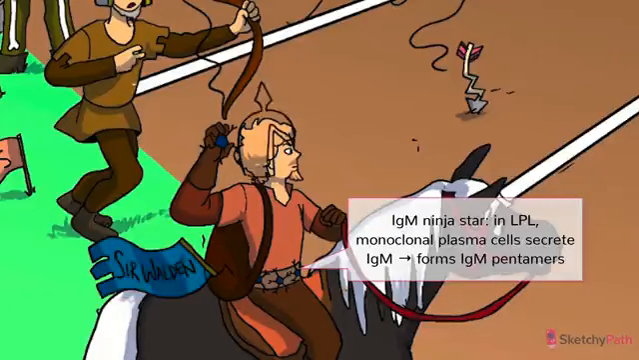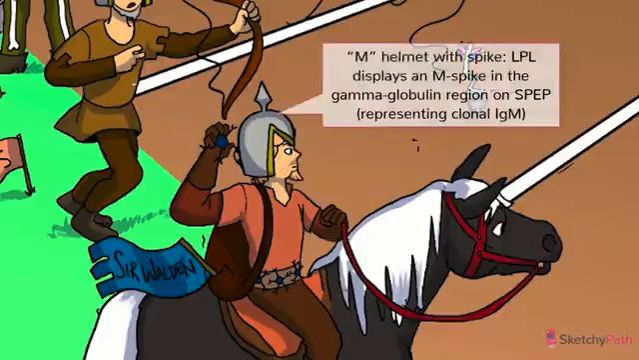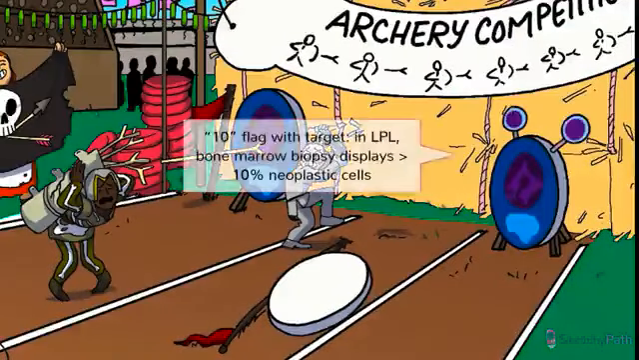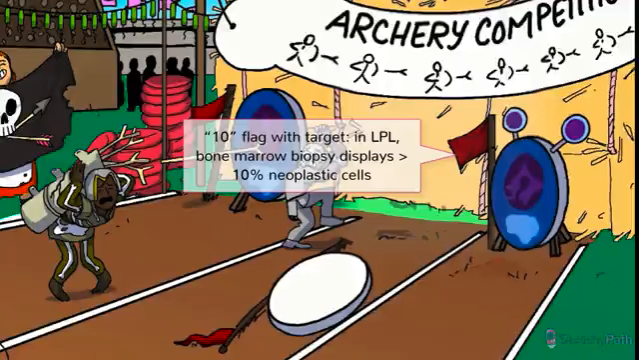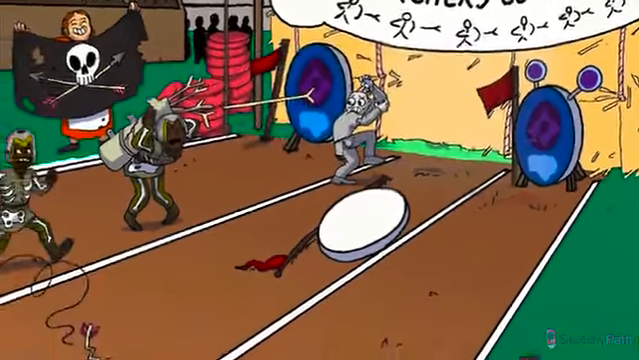On serum protein electrophoresis, the clonal bunch of IgMs result in an M spike in the gamma globulin region. Remember, this time the peak is caused by IgM, not IgG. In lymphoplasmacytic lymphoma, a bone marrow biopsy will show more than 10% infiltration. Again, represented by the flag and target forming a 10 shape. This time, it's not just plasma cells, though. Think lymphoplasmacytic, as in lymphoid cells and plasma cells. The other lymphoid cells include small lymphocytes and plasmacytoid lymphocytes. So let's draw in some other small lymphoid-looking targets next to the plasma cell target.